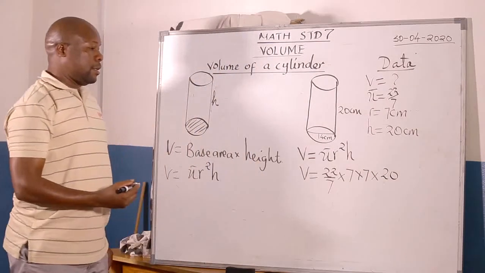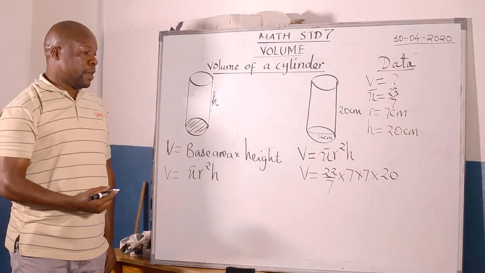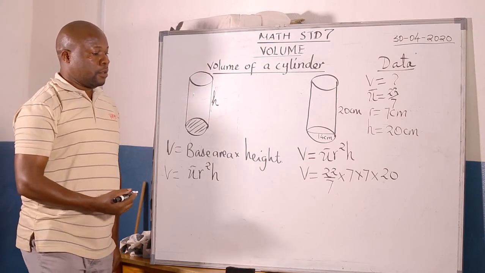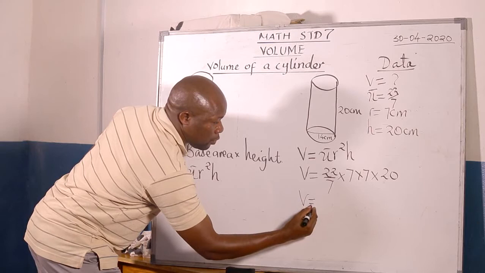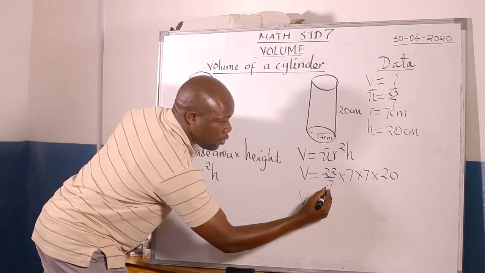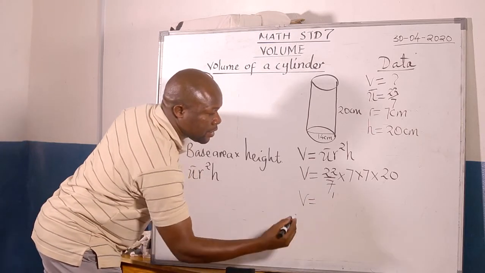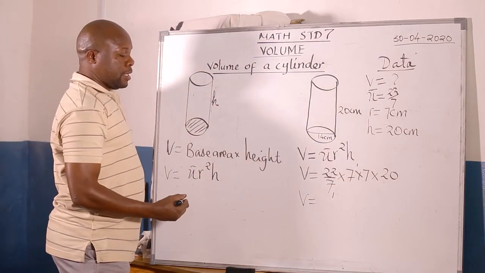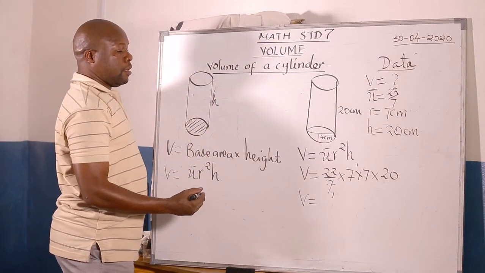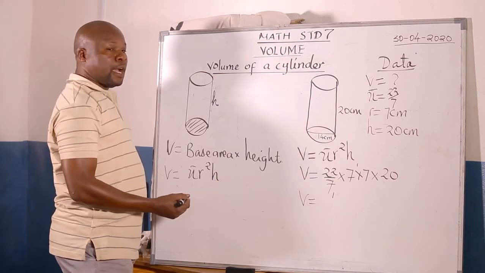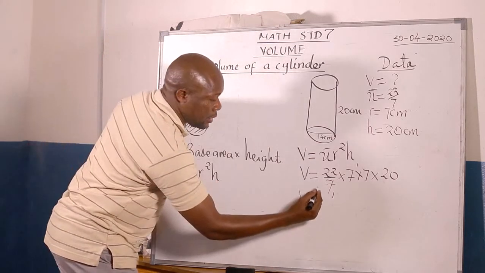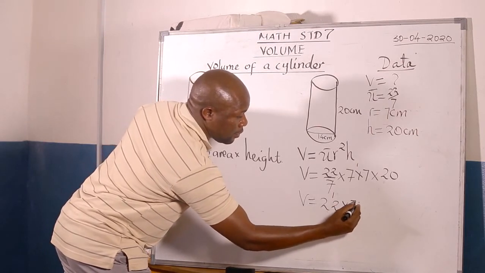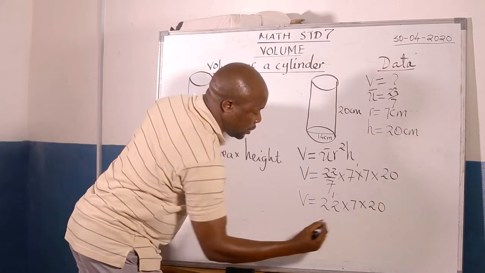Now, let us check whether we can simplify our fraction. Volume is equal to, 7 is the common factor here, 7 can go into 7 one time. Let us multiply after we have simplified our fractions. We have 22 times 7 times 20.